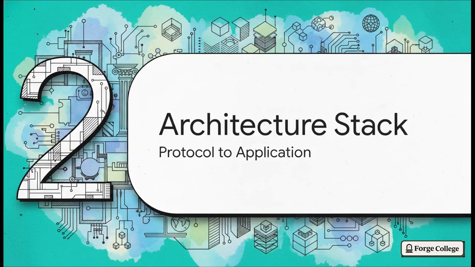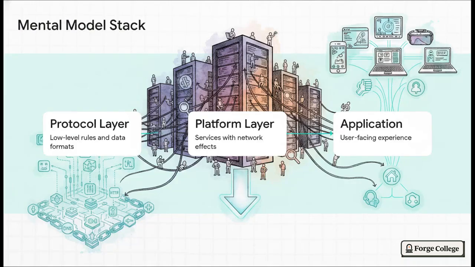Moving right along to Section 2, the architecture stack, protocol, platform, and application. To really engineer these solutions, we need a foundational blueprint, a mental model to understand exactly how the internet is constructed layer by layer. At the very bottom, you've got the protocol layer. These are your low-level rules and data formats, historically things like HTTP or DNS.